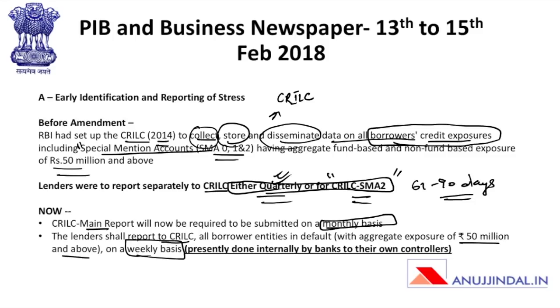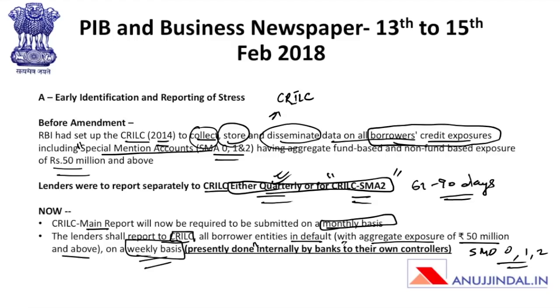Now, what the change has been is that presently the banks or the lenders report to themselves, or report internally to the departments which are responsible for finding out who are the borrowers whose exposure is more than 50 million and who are in default. But now the lenders are also required to report to CRILC on a weekly basis all the borrowers whose exposure is more than 50 million rupees and who are in default. That means whether they are in SMA 0, 1 or 2, they have now to be reported on a weekly basis to CRILC.